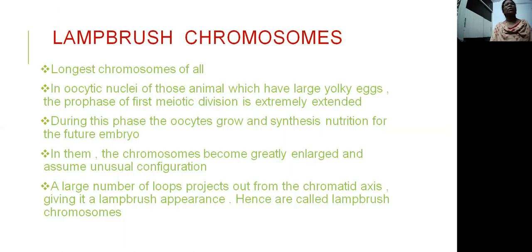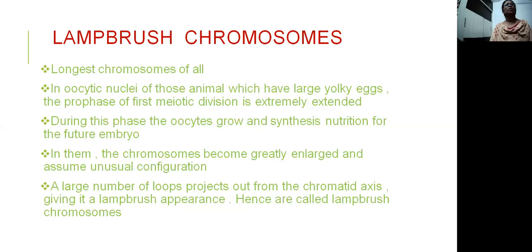So one more giant chromosome is the Lampbrush chromosome. The name Lampbrush chromosome it has got because it looks like a bottle brush with a main axis, and laterally many loops are formed. This is the longest chromosome of all. These Lampbrush chromosomes are present in the oocytic nuclei of those animals which have large yolky eggs and prophase of first meiotic division extremely extended. So in such nuclei, this type of Lampbrush chromosomes are present.